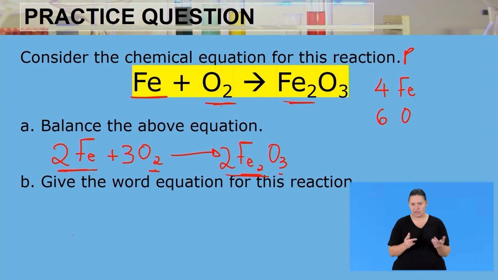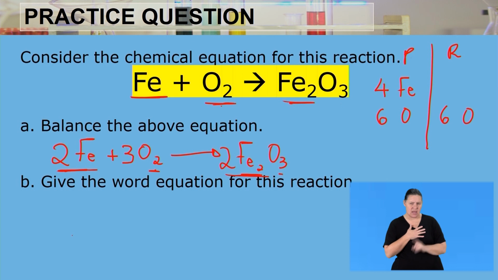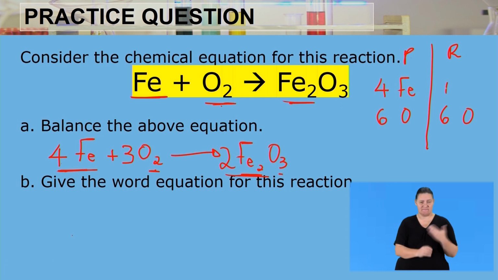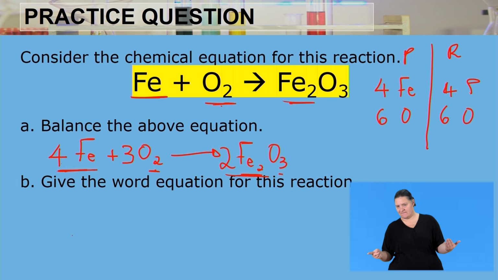In doing so, I see that for the reactants, 3 times 2 gives me 6 oxygen. And then 2 Fe is still not balancing. I need to make sure that I have 4 irons. So to do that, I can just simply erase the 2 and put a 4. Now I have 4 irons on the reactant side. And you notice that now my atoms are balanced on both sides of the equation.